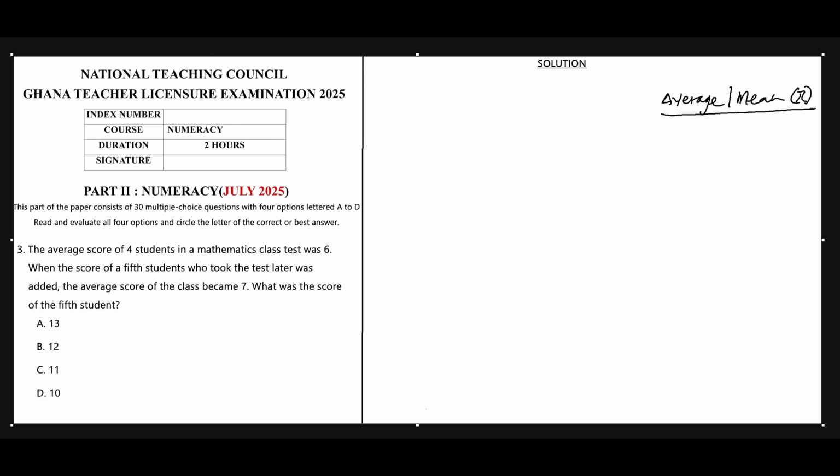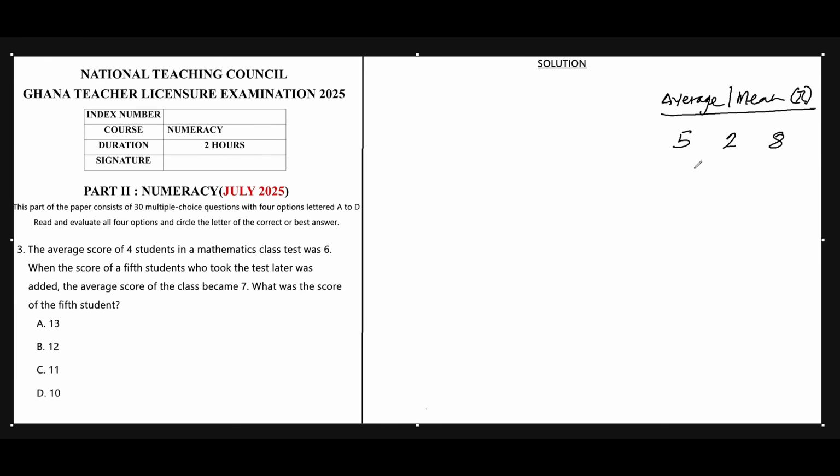So let's do a quick revision even before we start solving this particular question. Let's say we have 3 particular students in the class who took the mathematics test. These were the individual scores. The first person had 5, the second person had 2, and the third person had 8. Now, if you want to calculate the mean score of these 3 students, what do we do?